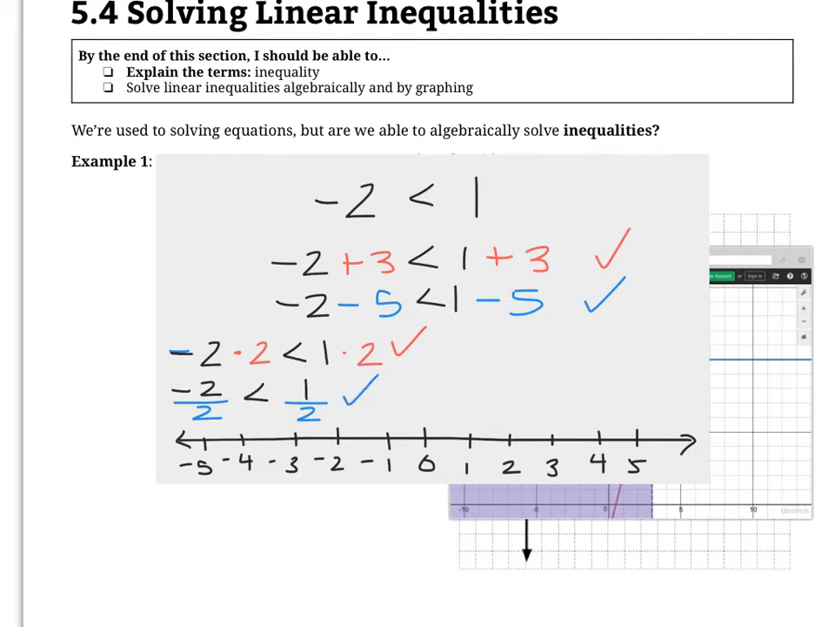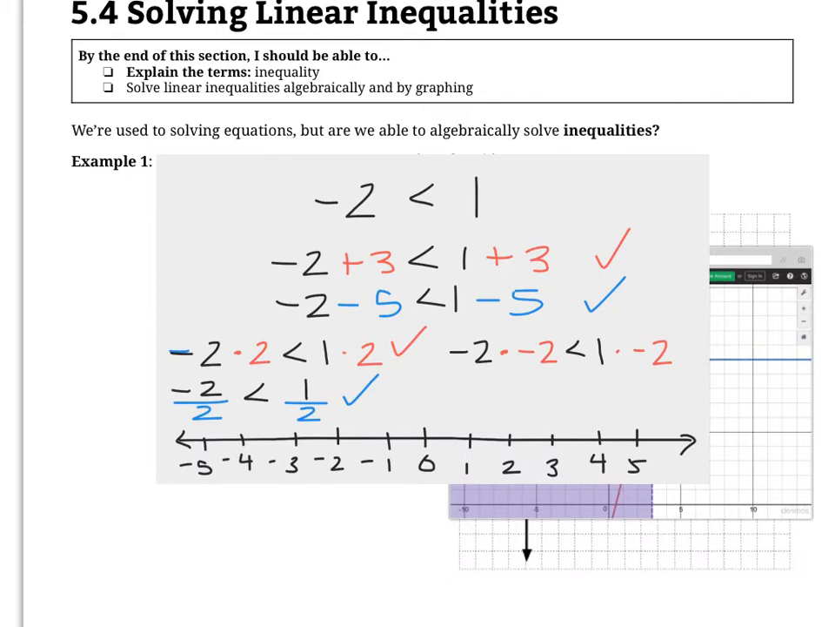Here's where the problem is. We added and subtracted by positive numbers and negative numbers. Let's try multiplying and dividing by negative numbers now. So I'm going to try multiplying by negative 2 instead. So I'm going to take negative 2 and multiply it by negative 2. There we go. And let's do the same on the left side. So we're going to start with 1 and multiply it by negative 2.